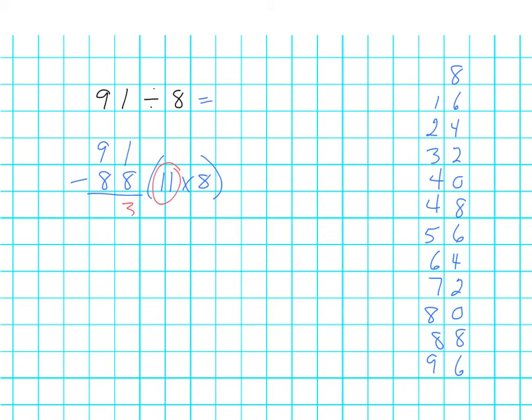So now I can answer my question. 91 divided by 8 is going to be 11 with a remainder of 3. So I'm going to write that here. And to check your work, I'll do it here. So that means we're correct. I hope you found that helpful. Good luck.